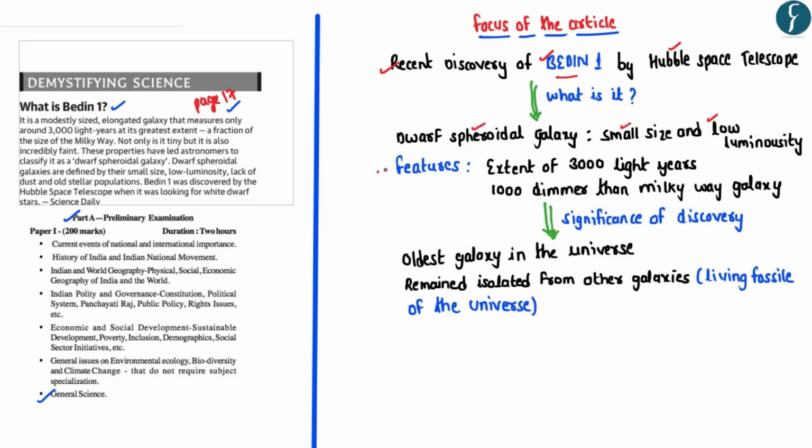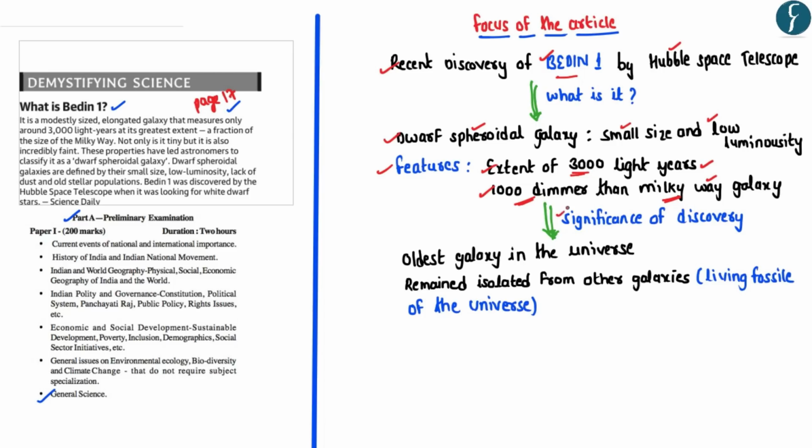So, if you look at the features of Bedin 1, the total extent of Bedin 1 is hardly around 3000 light years. Similarly, Bedin 1 is almost 1000 times dimmer than our Milky Way galaxy. Hence, due to the small size and the low luminosity of Bedin 1, it has been categorized as a dwarf spheroidal galaxy.